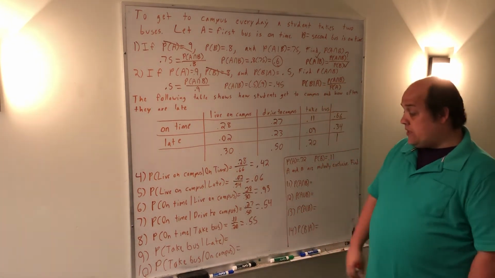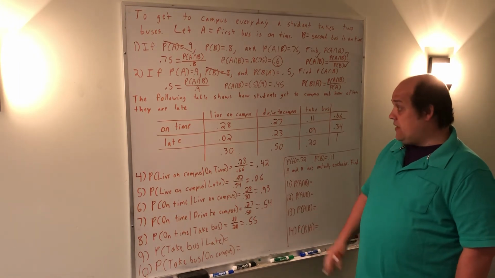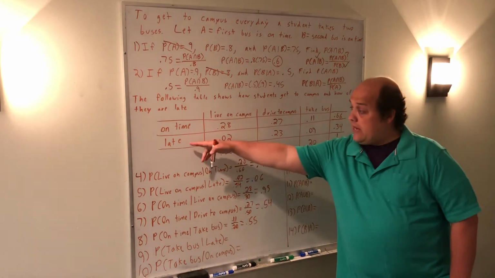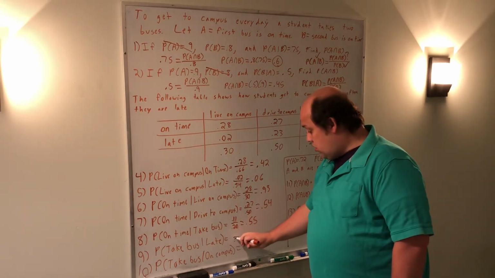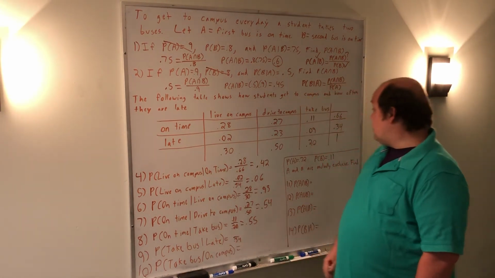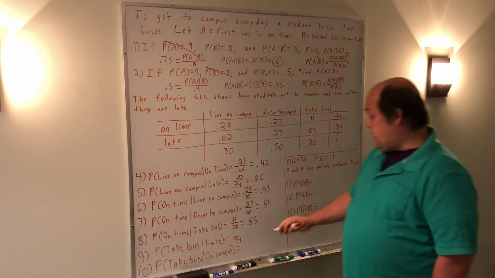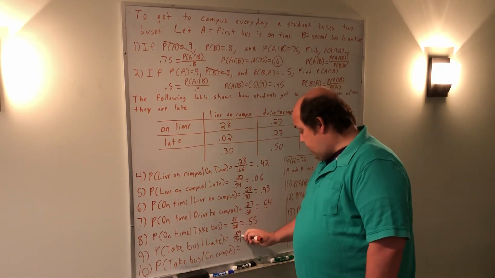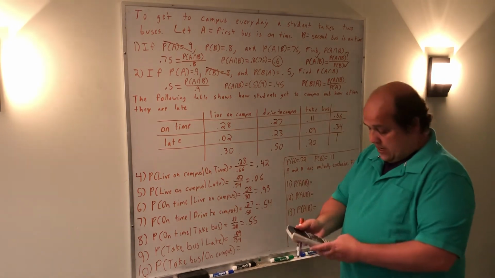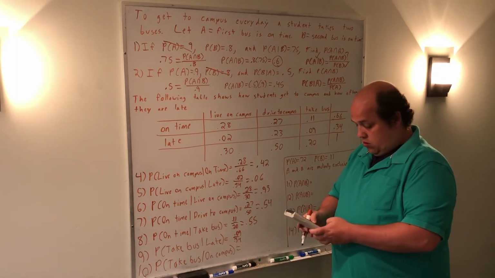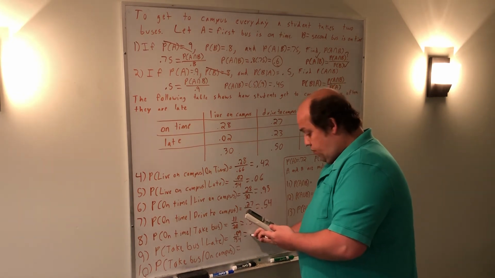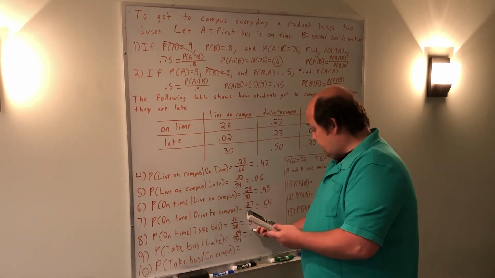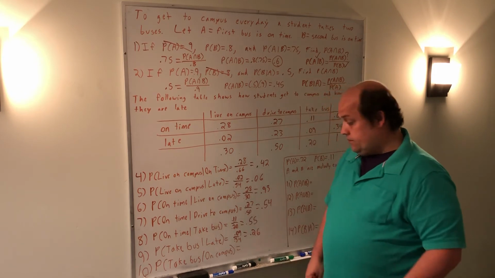Question 9 says, what's the probability that they took the bus given that they were late? Given that they were late means we're isolating this row that's out of 0.34. Within that row, the ones that took the bus are this 0.09. If I put in my calculator 0.09 divided by 0.34, that's how I get the answer of 0.264, which I'm going to call 0.26.